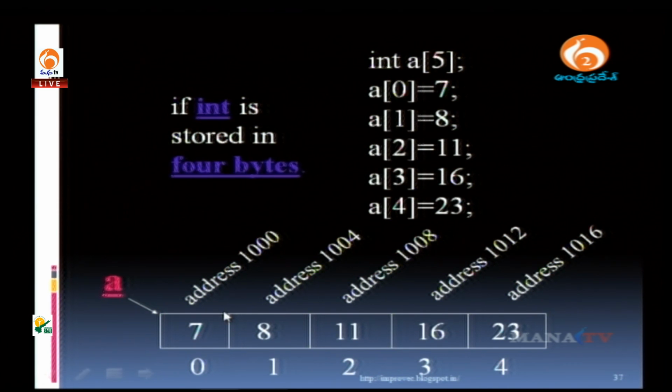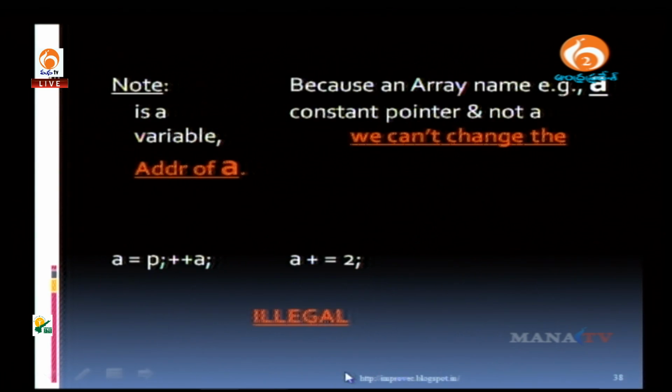In the case of the Linux operating system, these 0, 1, 2, 3, 4 are the indexes of an array. A of 0 is the subscript 0, A of 1 is the subscript at 1, A of 2 is the subscript at 2.